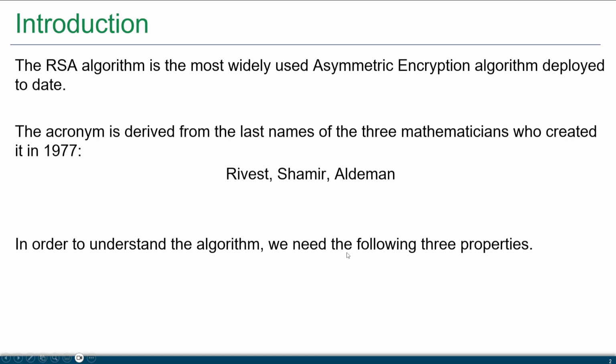So the RSA algorithm is the most widely used asymmetric encryption algorithm deployed to date. Now, what does that mean, asymmetric? Well, asymmetric actually means that it works on two different keys. There's a public key and a private key. And as the names describe, the public key is given to everyone, where the private key is kept, well, private.